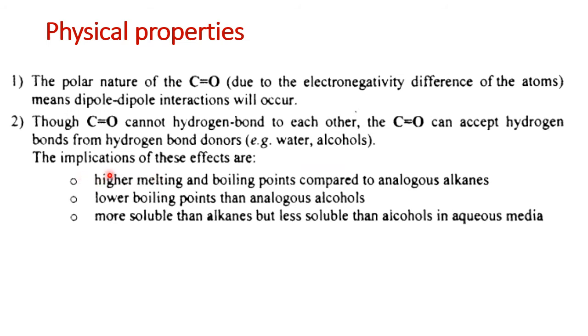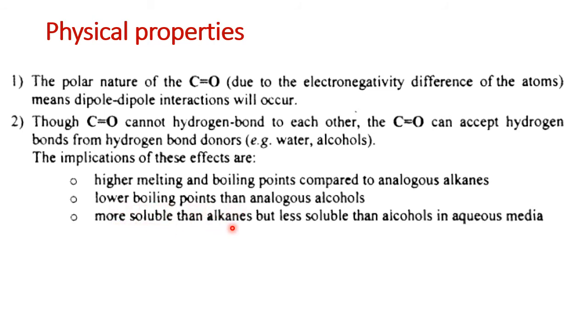So the implications of these effects: higher melting and boiling points compared to the analogous alkanes. They have higher melting and boiling points as compared to the alkanes because of dipole-dipole forces. Lower boiling points than alcohols, because alcohols have hydrogen bonding, but aldehydes and ketones have dipole-dipole forces. That's why their boiling points will be low.